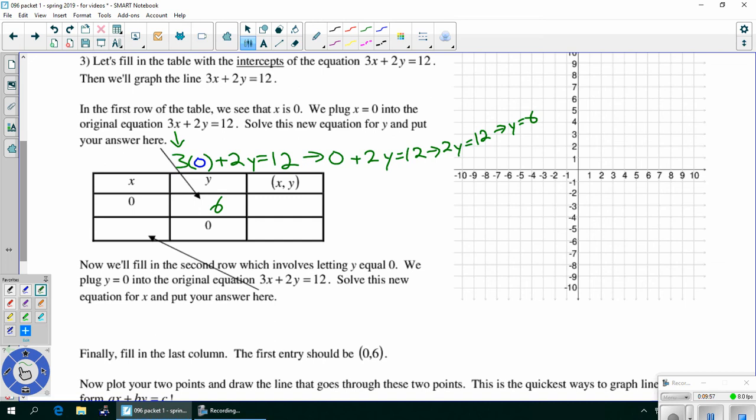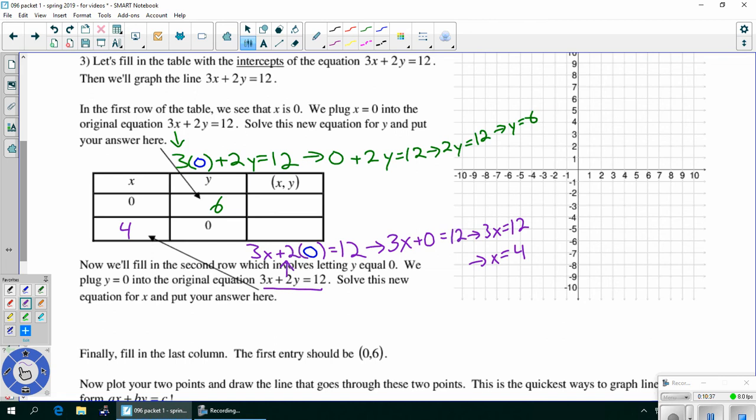And then let's do the second row, same idea, but now we're going to let the y equal 0. So we're going to take this equation and copy it, but make one small change, put a blank right there where the y used to be, and in that second row, the y is 0. So 3x plus 2 times 0, that's 0, equal to 12. 3x equals 12, and then finally x equals 4, which we will put here. So we figured out y was 6 and x was 4.